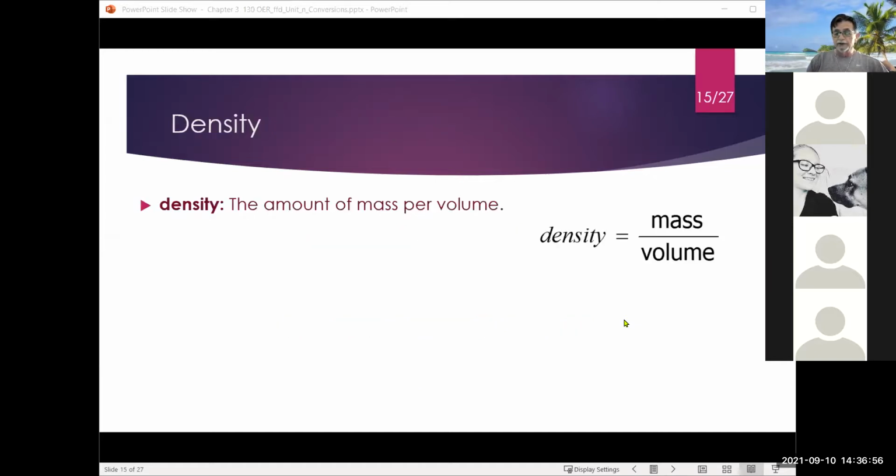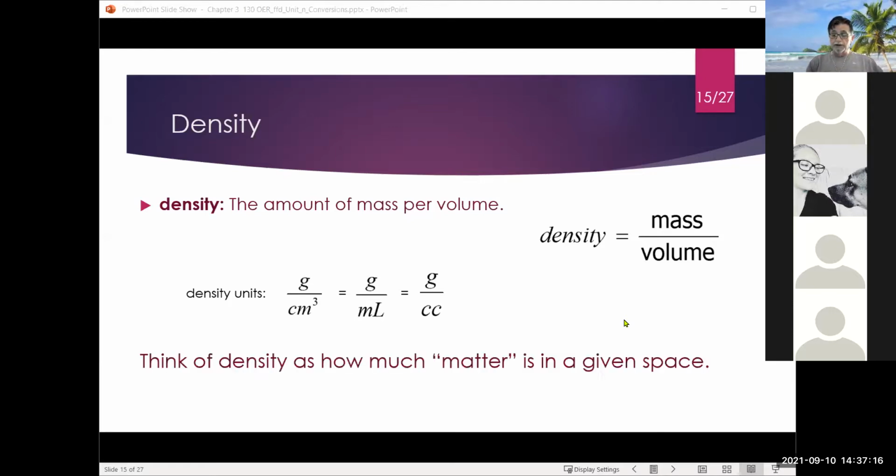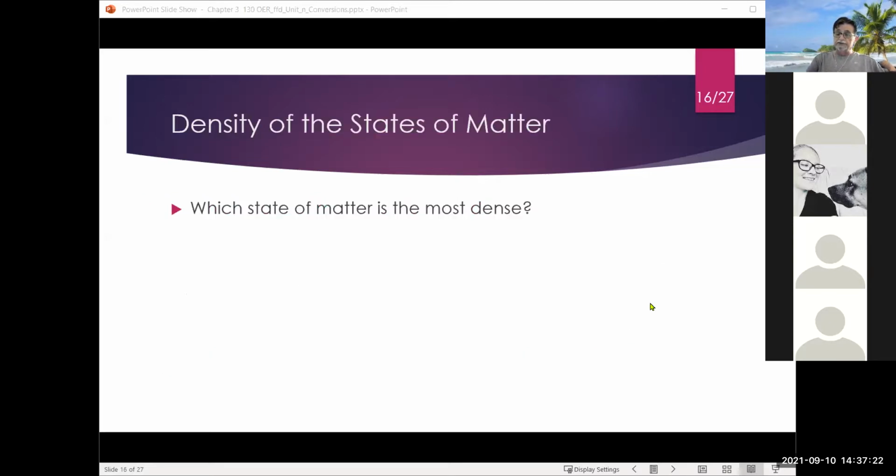All right, density. To refresh your memory, it's a ratio, mass over volume. Those are the units of density, which could be grams over cubic centimeters or grams over cc's, but the unit that is used most often is grams per milliliter. Think of density as how much matter is in a given space.